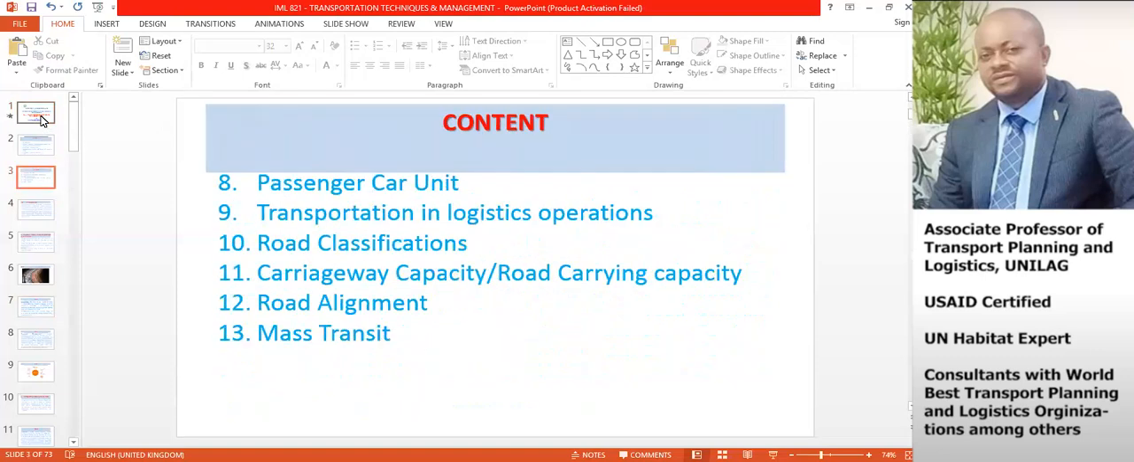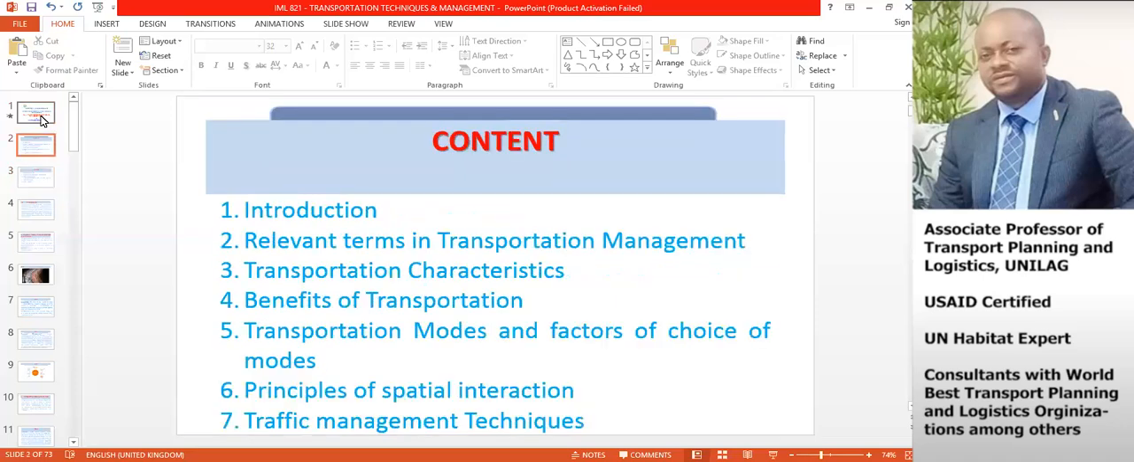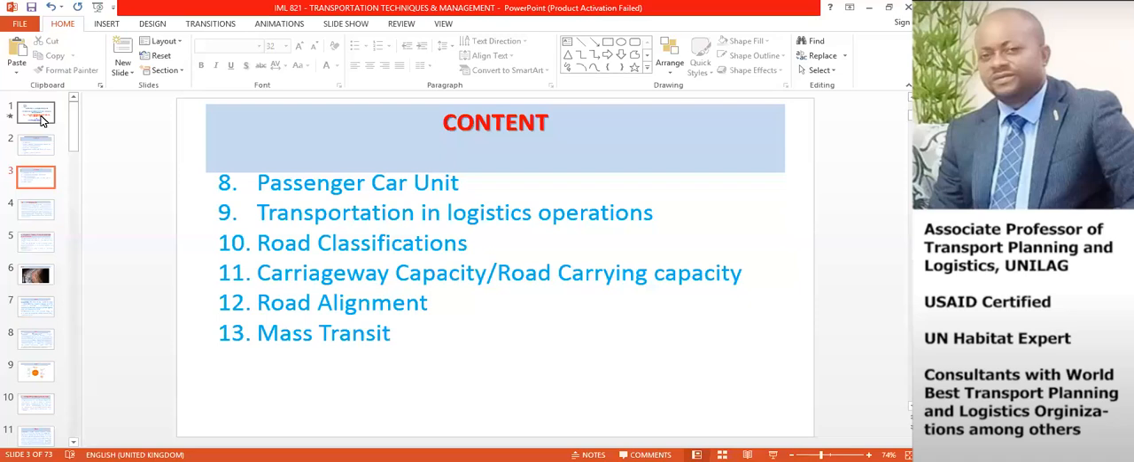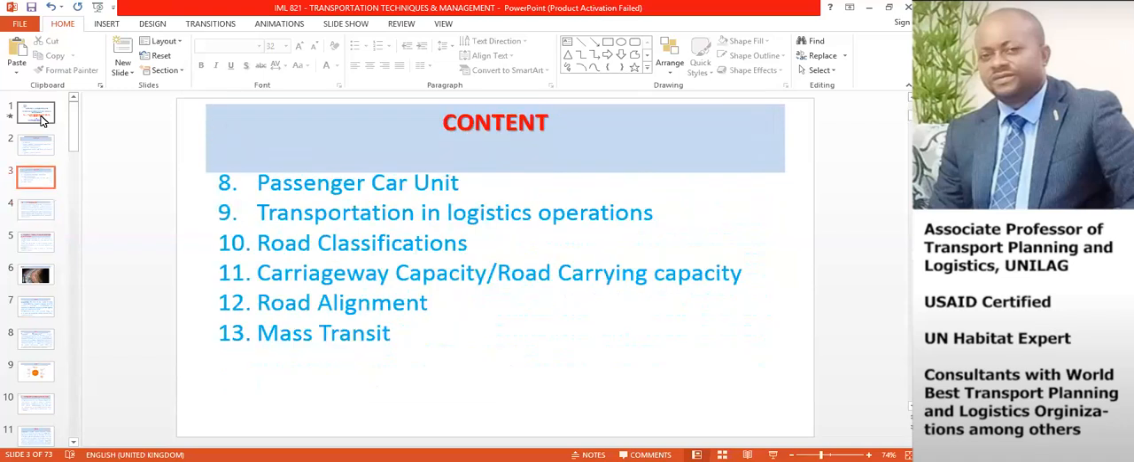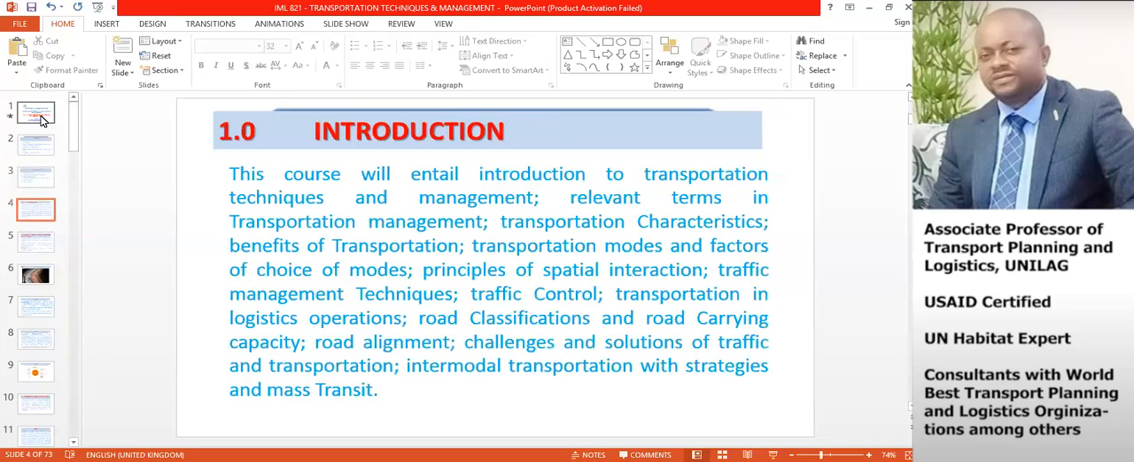By God's grace, we have been able to start with the introduction, relevant transportation characteristics, benefits, transportation modes, principles of spatial interaction, and traffic management techniques. We also did passenger car units. Last week we did transportation in logistics operation, where we talked about three different methods of transportation and minimization of costs in logistics operation. So today we want to go to the next topic, which is road classifications.